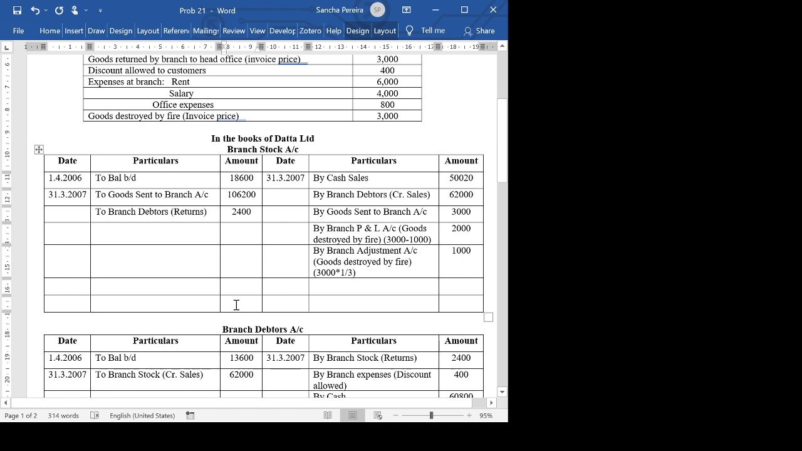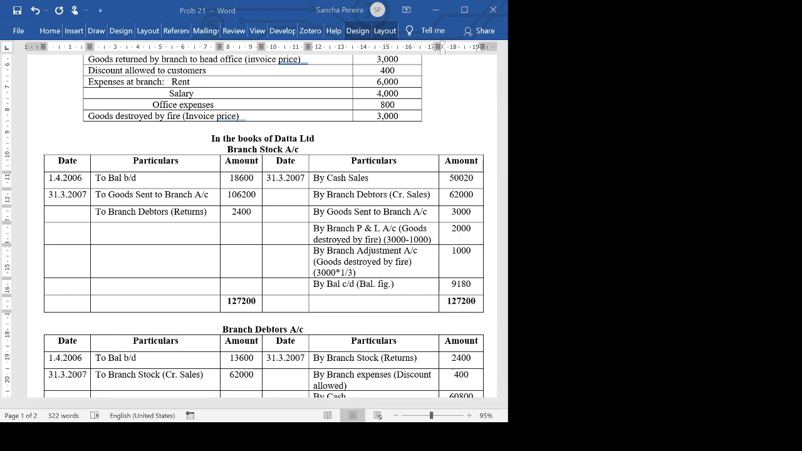So this side we have 1,06,200, 1,24,000, 1,27,200, 1,27,200. Okay. So by balance carry down, which is the balancing figure in this problem, is 9180. Now just be careful of this.